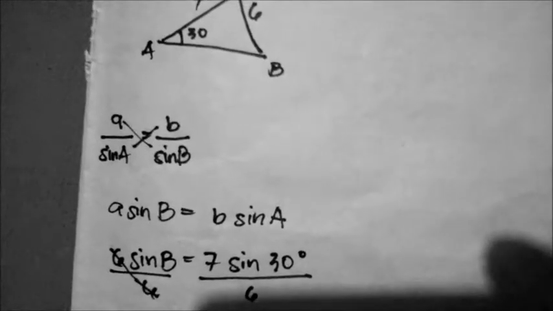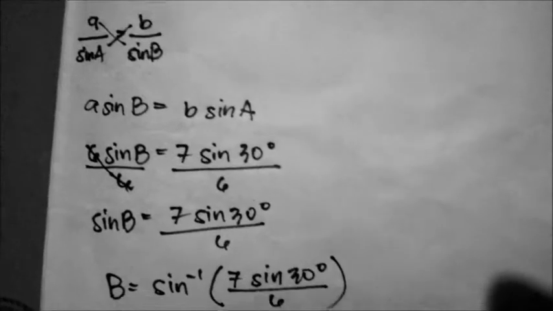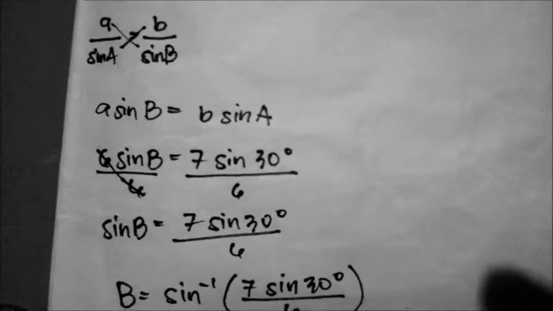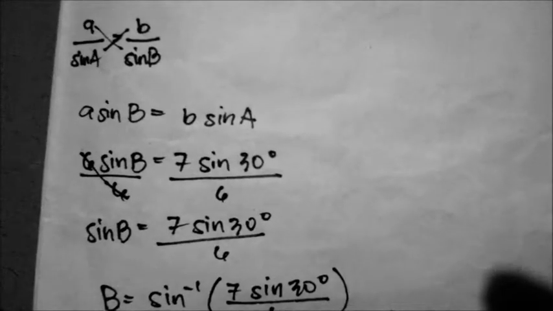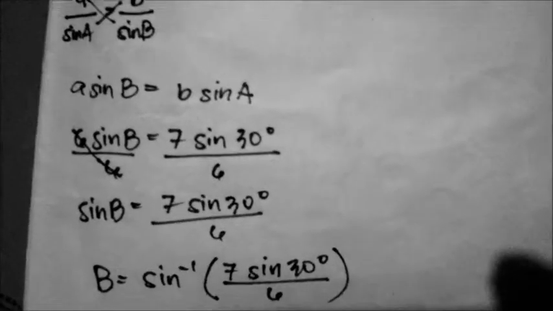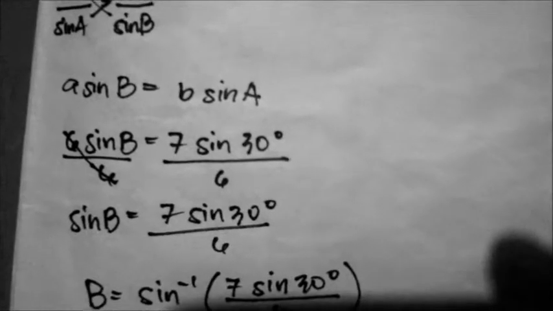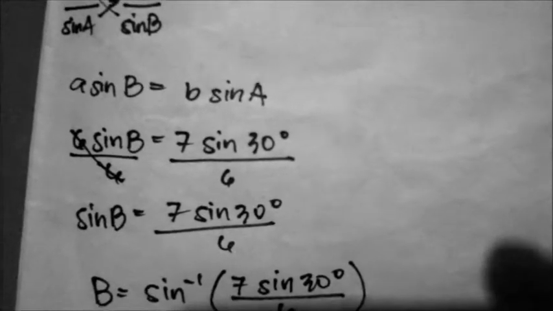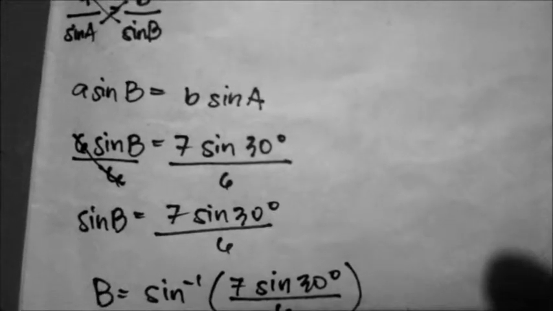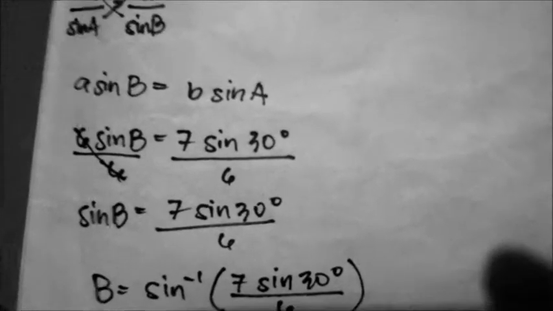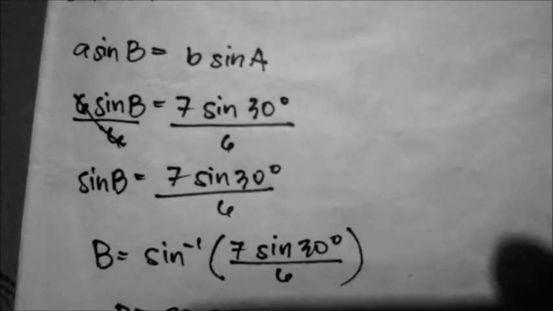By the law of sines, A over sine A is equal to B over sine B. We derived a formula and came up with A sine B equals B sine A. We substitute the values, then we got 6 sine B equals 7 sine 30 degrees. We divide both sides by 6 to leave the angle B behind.